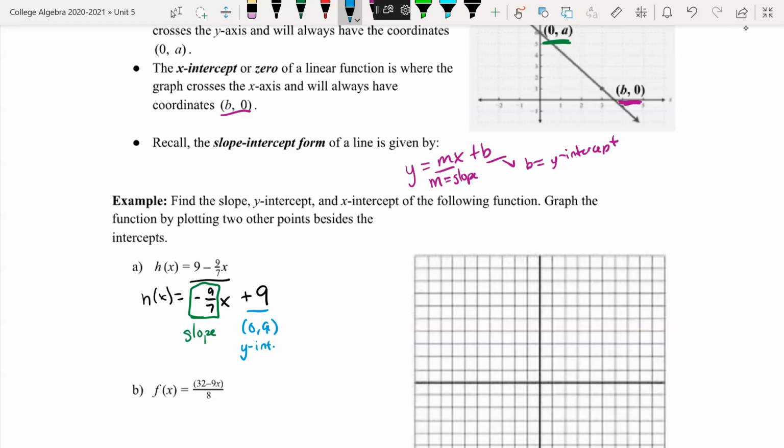So if I graph those, 1, 2, 3, 4, 5, 6, 7, 8, 9, my y-intercept goes up here. I think I plotted it wrong. It should be here. There we go. All right, and now I'm going to use my slope to plot another point. So my slope tells me to go down 9, that's what the negative 9 represents, and then right 7. So I go 1, 2, 3, 4, 5, 6, 7, 8, 9 down, right 7. 1, 2, 3, 4, 5, 6, 7.